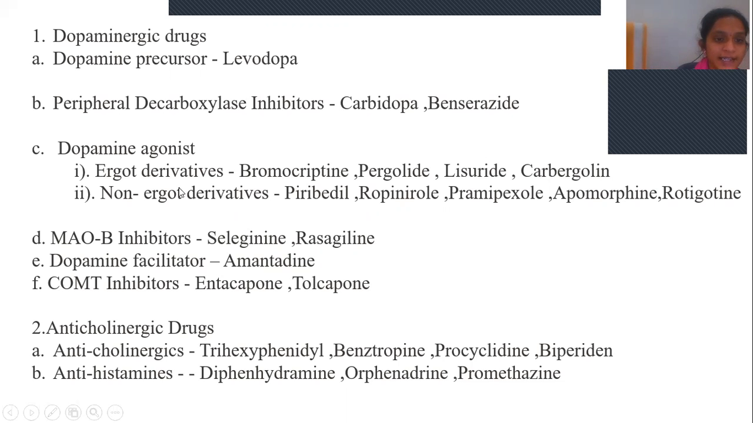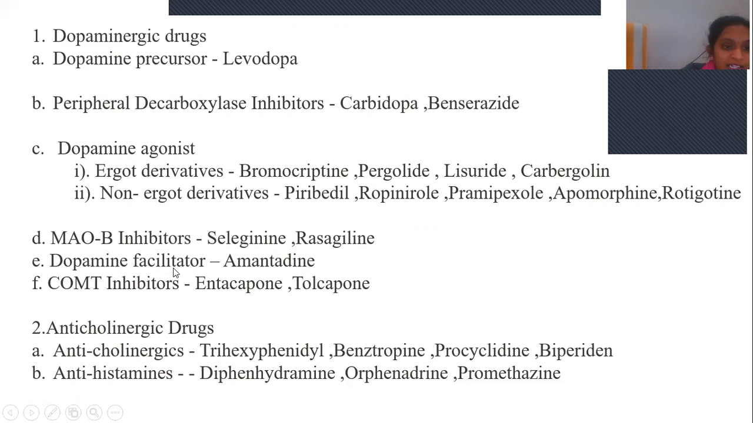And dopamine agonists, ergot derivatives like bromocriptine, pergolide, lisuride, cabergoline. Non-ergot derivatives, piribedil, ropinirole, pramipexole, apomorphine, and rotigotine. MAO-B inhibitors like selegiline and rasagiline. These were the MAO-B inhibitors. This will be given as a first line of drug. So first we'll be starting with rasagiline.